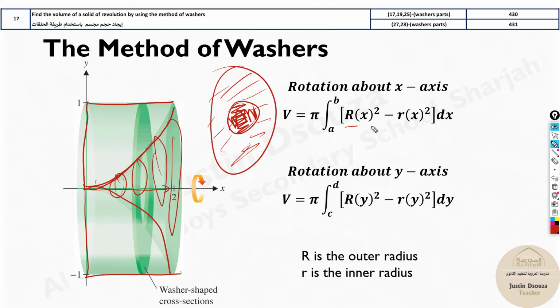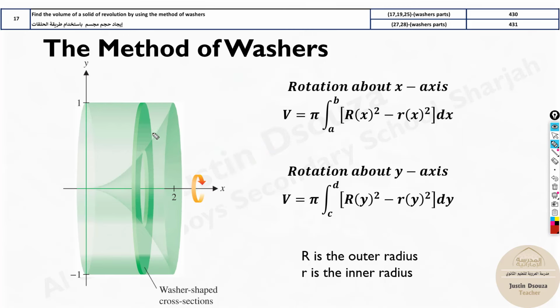So this is the formula. It is the outer radius minus the inner radius. That is how we can find only what is formed. The hollow space is removed. The hollow space created makes it a washer. A washer has something hollow in the middle.